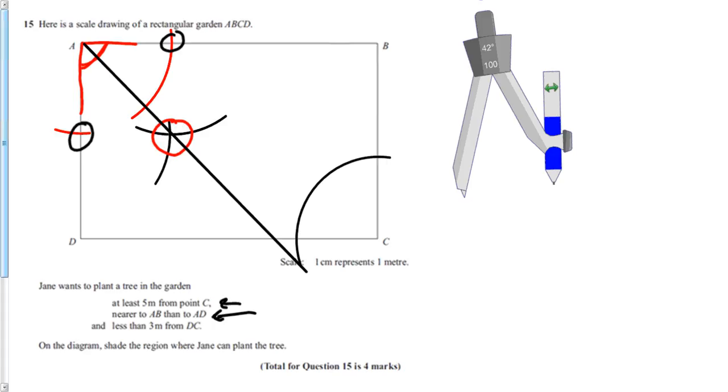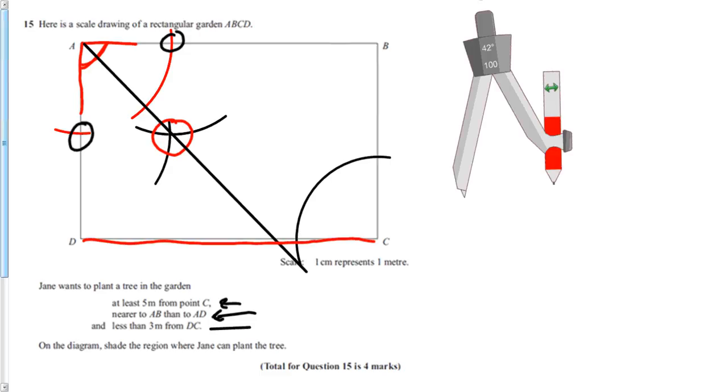Now I know it's taken a long time on this, but it should be a little bit easier with your pair of compasses in your hands. Now that's 2 bits done already. And now the next thing we do is we have got to do this third bit here. So it's got to be less than 3 meters from DC. So the line DC is down the bottom here. So that's DC down there.